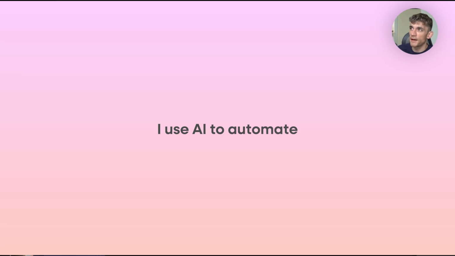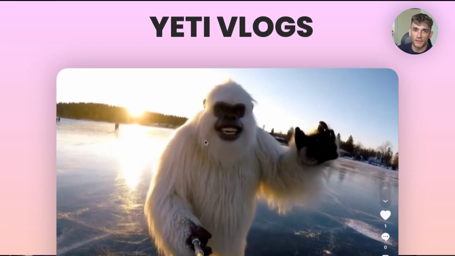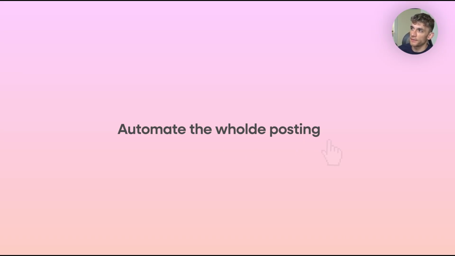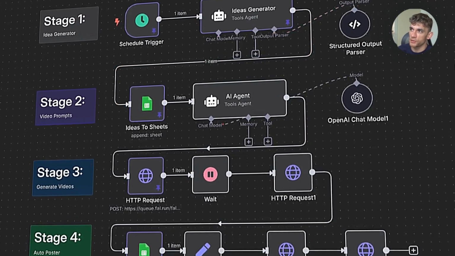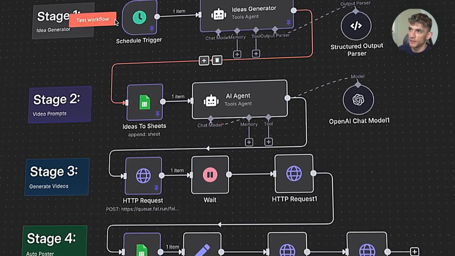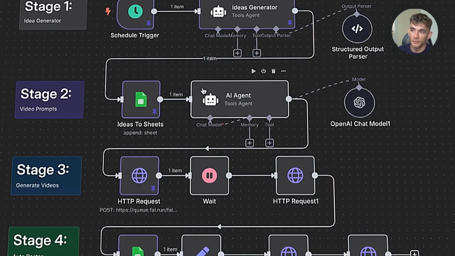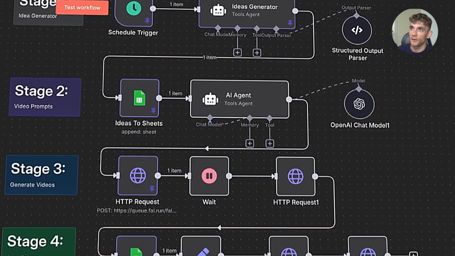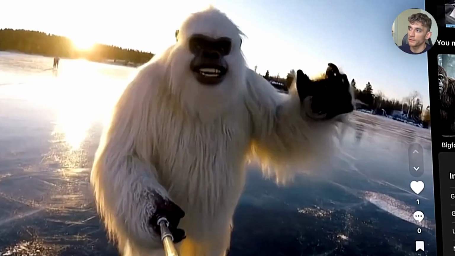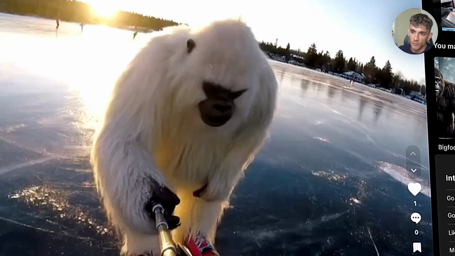I used AI to automate Yeti vlogs, as you can see right here, and you can automate the whole posting using this N8N automation that I'll show you exactly how it works step by step today. You can basically click a button, it will automate all the content, the idea, the vlog, the video, and then even post it to TikTok or any other platform that you want using this process. So let me show you an example of the video we made.